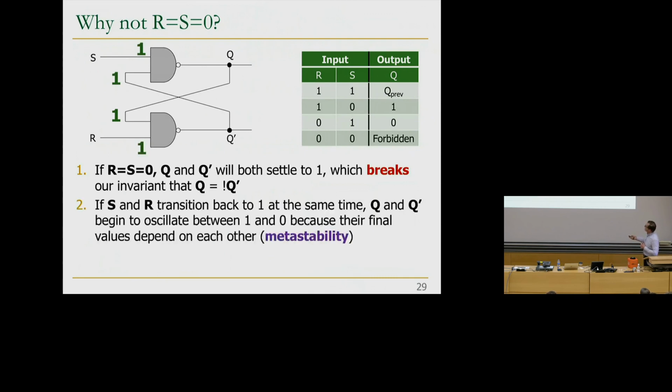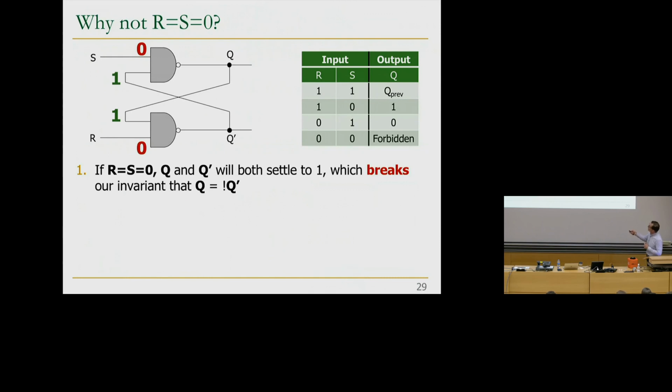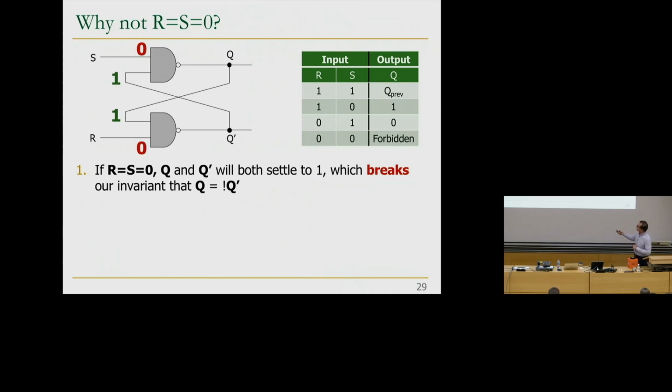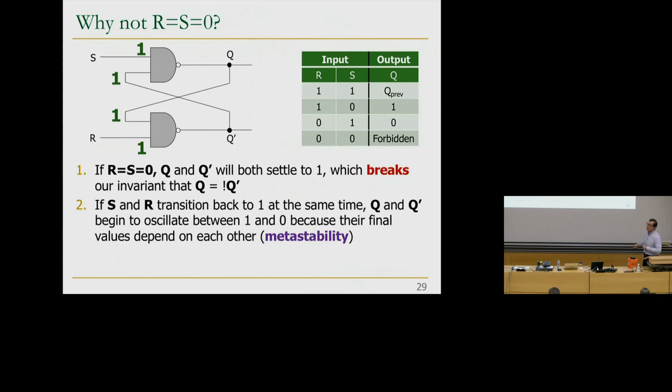Maybe you're not satisfied with that design principle. The other reason is, if both S and R are 0 and then both transition back to 1 at the same time, Q and Q prime start to oscillate between 0 and 1, because their final values depend on each other. This is a circuit where Q and Q prime are dependent; they're not independent of each other. You start from a state where you're forcing them to be equal, and then you go to a state where the circuit must settle into values where Q and Q bar depend on each other. When this happens, you get a circuit that oscillates between 0 and 1 in either of the outputs, and you may never settle. You may also settle, depending on the variations in the circuitry, but you may never settle. So you should never do this, basically.